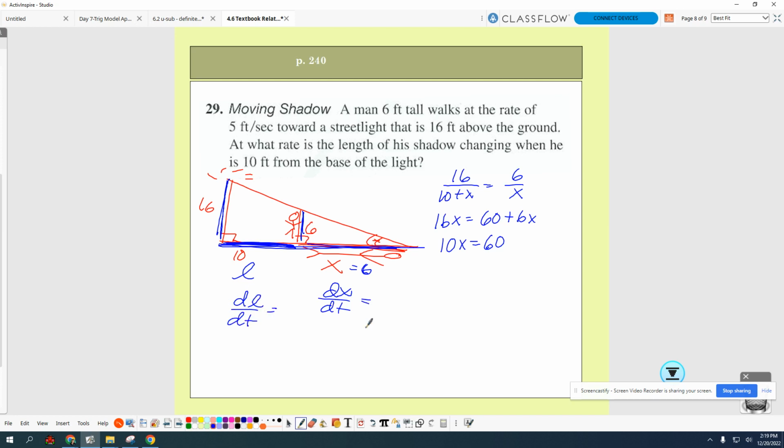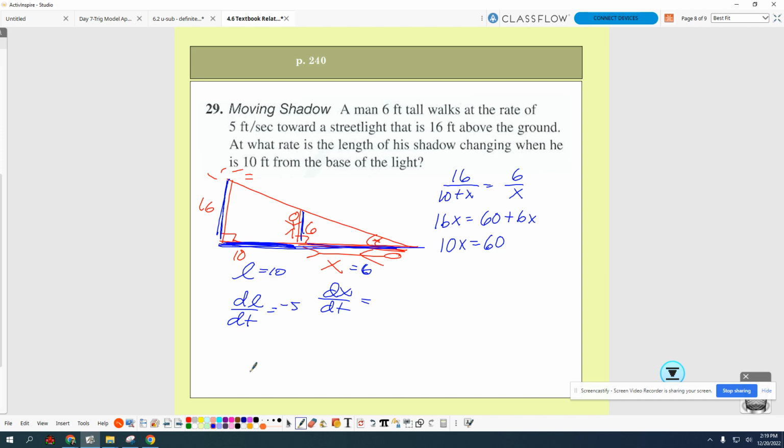So I don't know if the shadow length is changing at the same rate as his distance from the pole. That's what we've got to check out. Do I know L? I was told at this snapshot in time it is 10. Do I know dx dt? That's what I'm looking for. So I don't know that. But you do know dL dt. He's walking 5 feet per second closer.